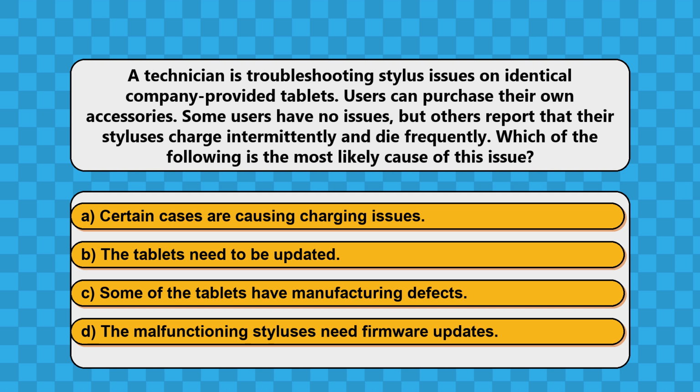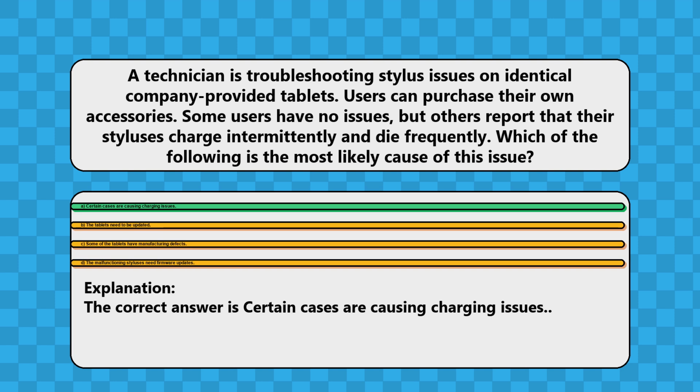Option A. Certain cases are causing charging issues. Option B. The tablets need to be updated. Option C. Some of the tablets have manufacturing defects. Option D. The malfunctioning styluses need firmware updates. The correct answer is option A. Certain cases are causing charging issues.